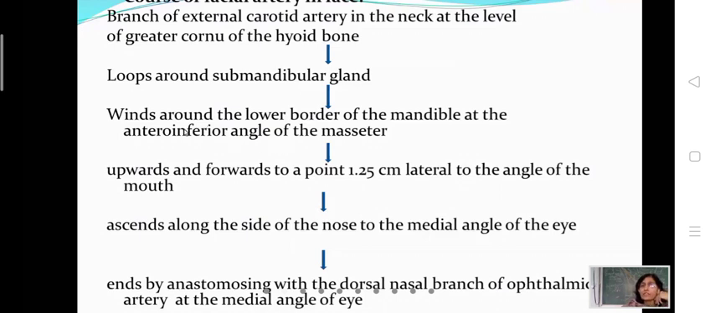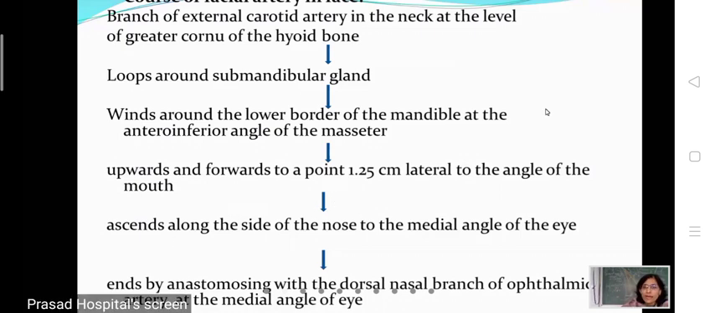After that, it winds round the lower border of the mandible at the anteroinferior angle of the masseter muscle. Masseter is one muscle. If you clench your teeth, you will come across a contracted strap-like thing, that is the masseter muscle. So after emerging from the submandibular gland, it winds round the lower border of the mandible at the anteroinferior angle of the masseter. By this way it reaches the face, and then it goes upwards and forwards to a point 1.25 centimeter lateral to the angle of the mouth, or just lateral to the modiolus.